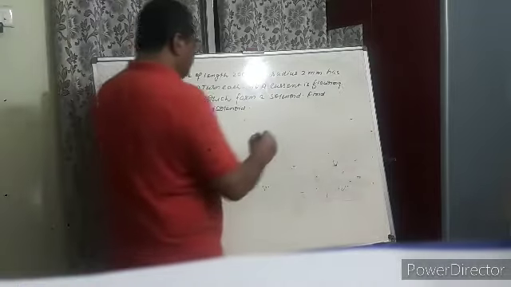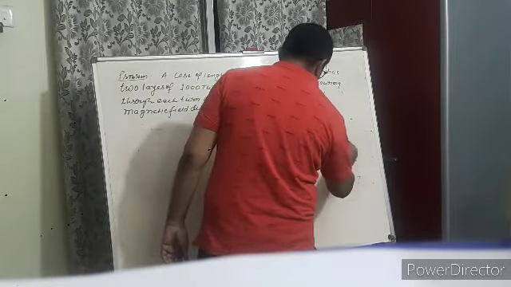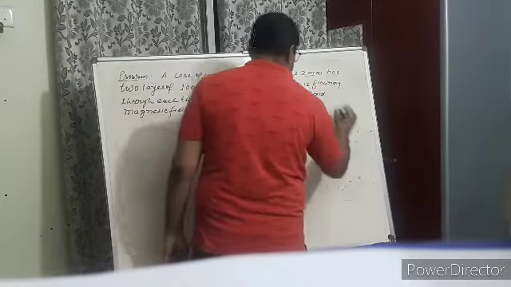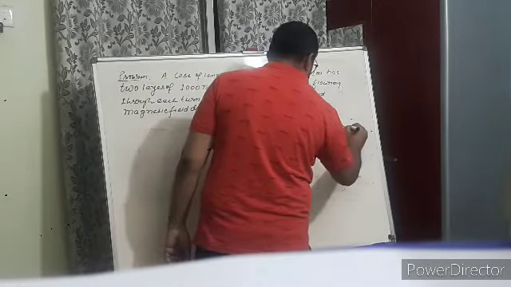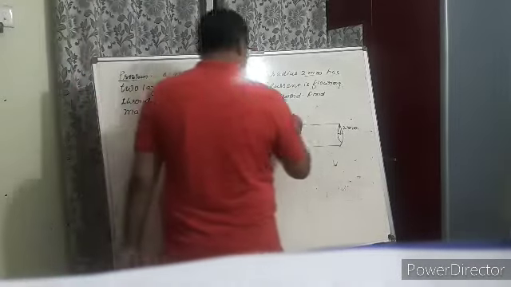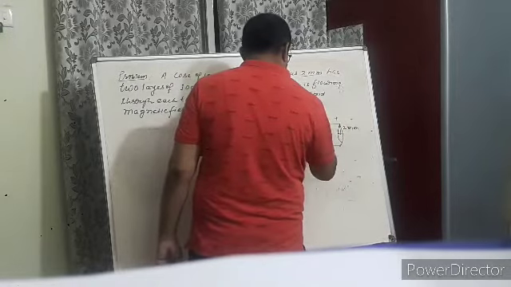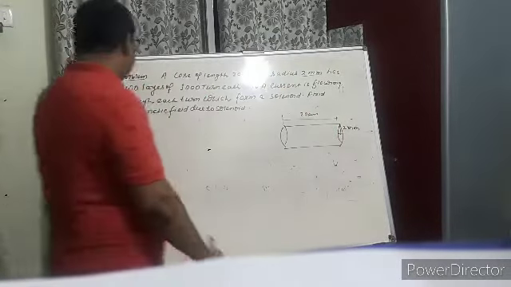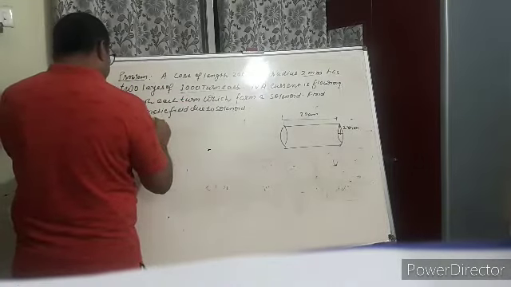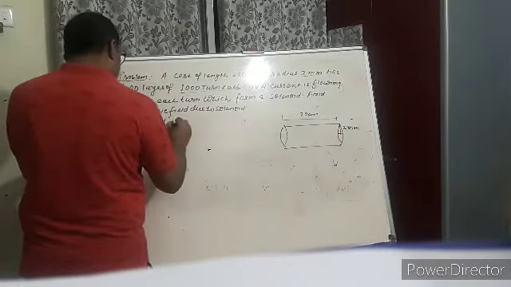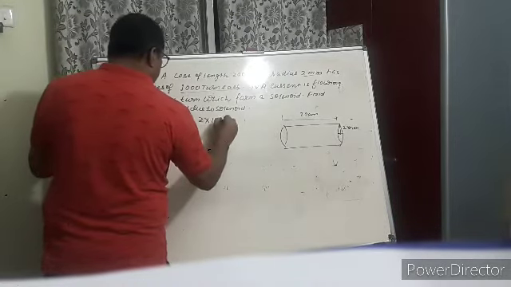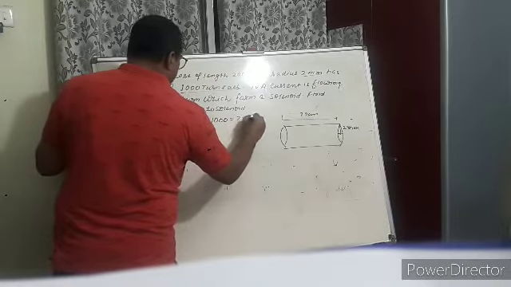There is a core. Its radius is 2 millimeter, this is the radius. Length is 20 centimeter. It has 2 layers of 1000 turns, which means the total number of turns is 2 into 1000, that is equal to 2000 turns.